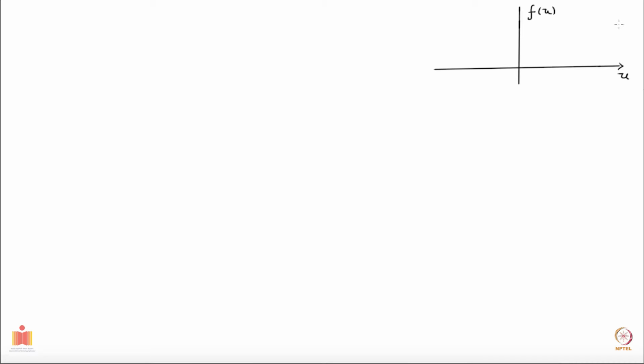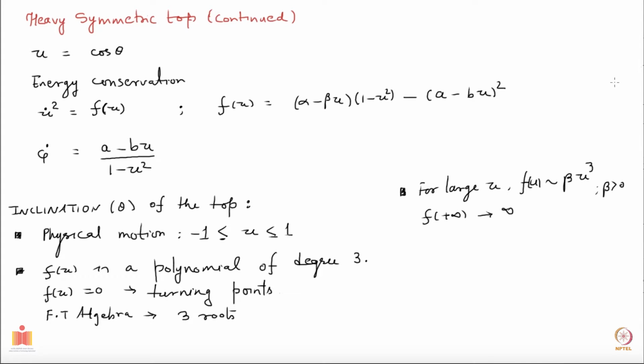So what I have said is, for very large values of u, as you are going in this direction, your function is going to blow up. So it will be something like this. This is just generic, don't take this straight line seriously. It just has this behavior. So that's one thing we have concluded.